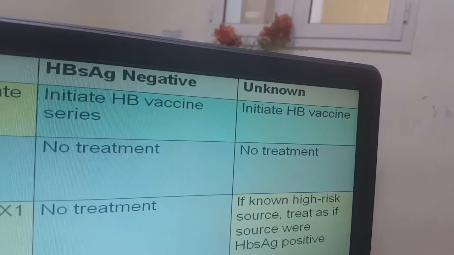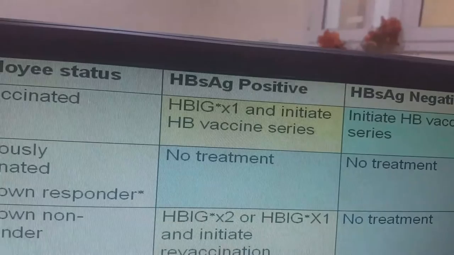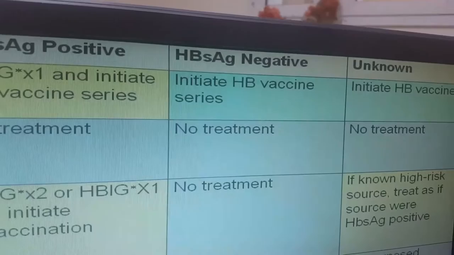So first, if the employee is unvaccinated, say I am a new staff member who did not receive the vaccine, and I got a needle break from a positive case, I have to receive immunoglobulin and the vaccine. If the patient's serology is negative, initiate only the vaccine. And if unknown, initiate the vaccine, but we can also give the immunoglobulin.